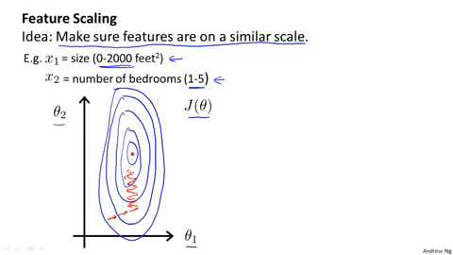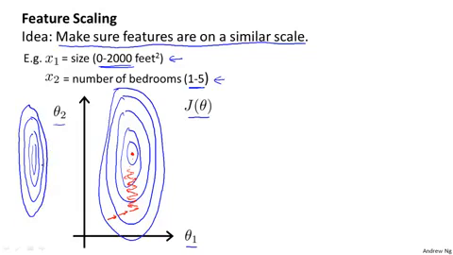In fact, you can imagine if these contours were exaggerated even more, if we were to draw incredibly skinny, tall, skinny contours, it can be even more extreme than that. Then gradient descent will have a much harder time, meandering around. It can take a long time to find its way to the global minimum.